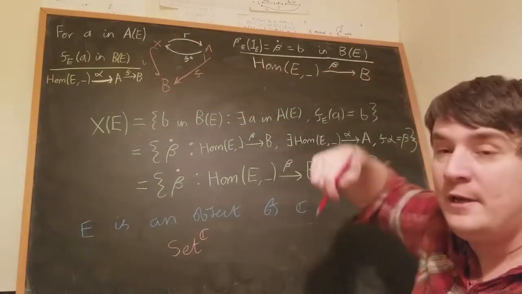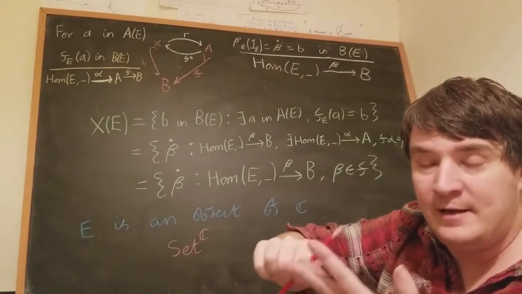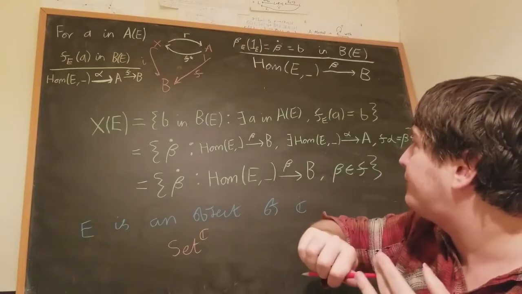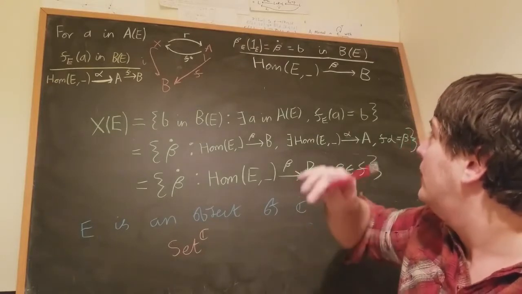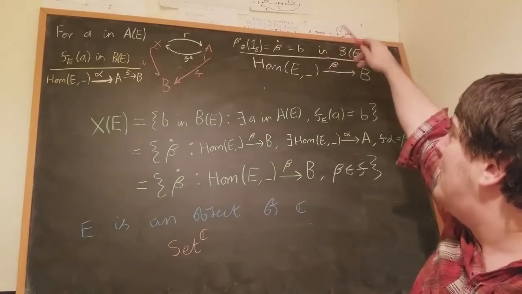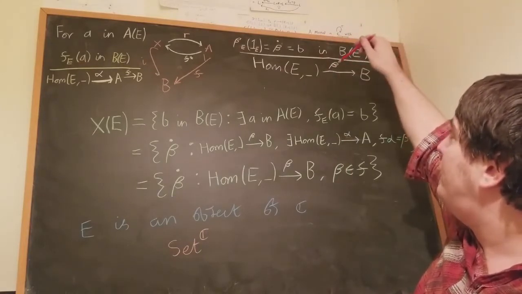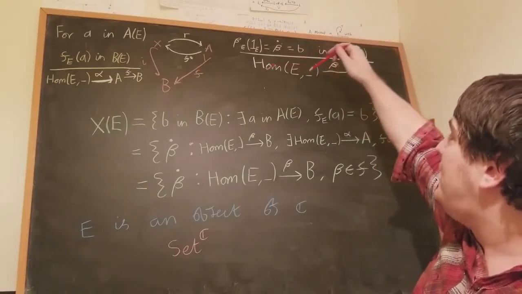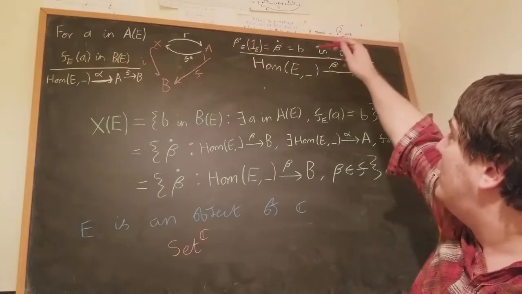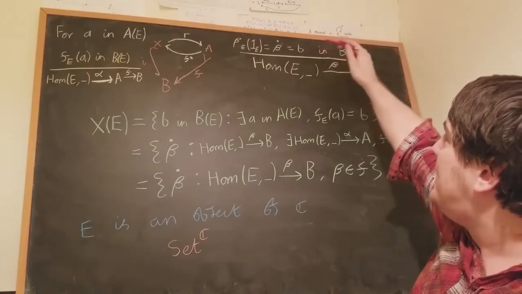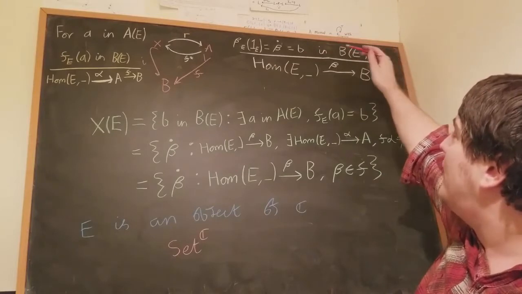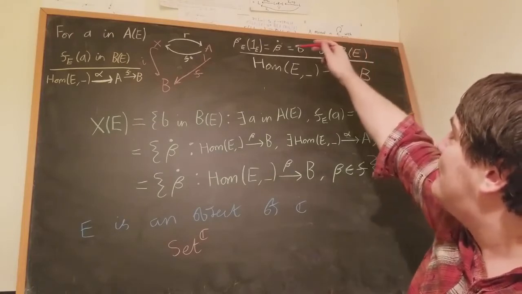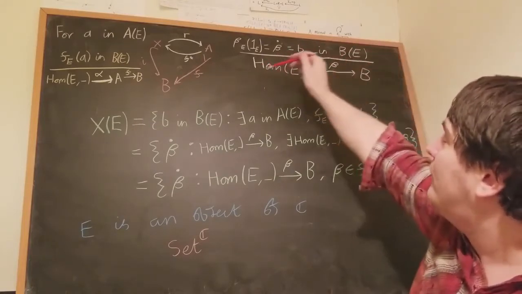Okay, but I wanted to point out that there's a nice connection here with the Yoneda Lemma and this idea of arrows being monic. Remember, the Yoneda Lemma says that an arrow beta from hom(E, -) to B is going to correspond to an element little b of B of E, a sort of type E element of B.